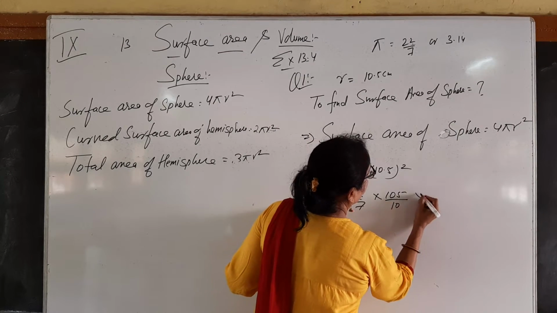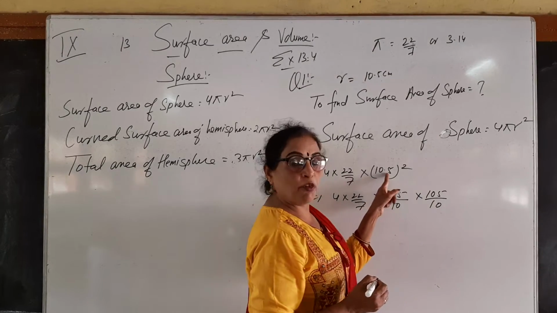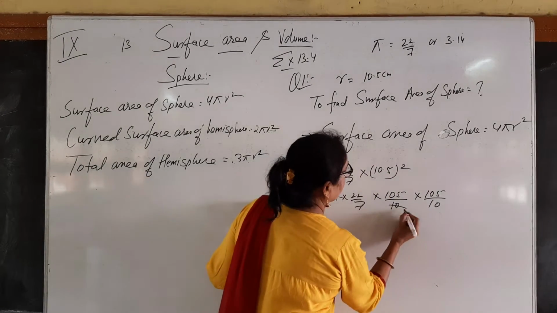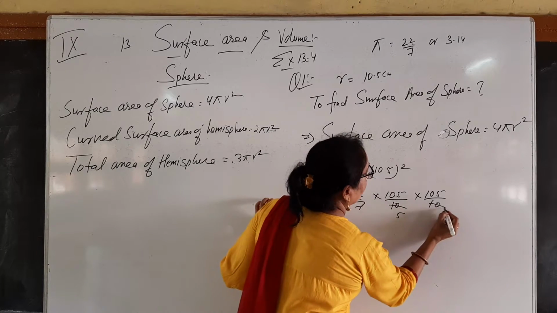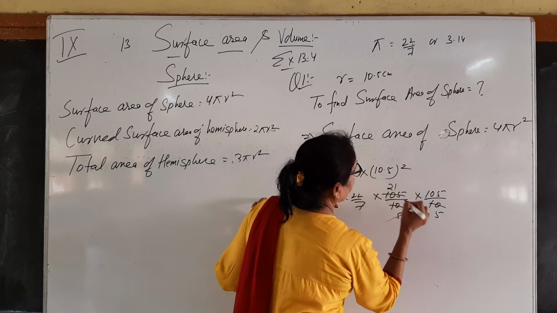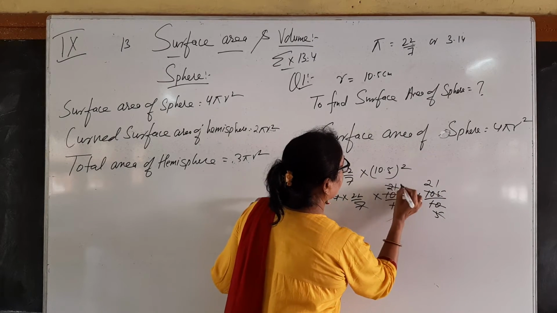Why have we got 10? We have removed the decimal point. Now cancel: this 4 cancels with 10 to give 2 and 5, this 2 with 5. This 5 cancels. This is 21, this is 21. And this 7 cancels with 21 giving 3, and 10.